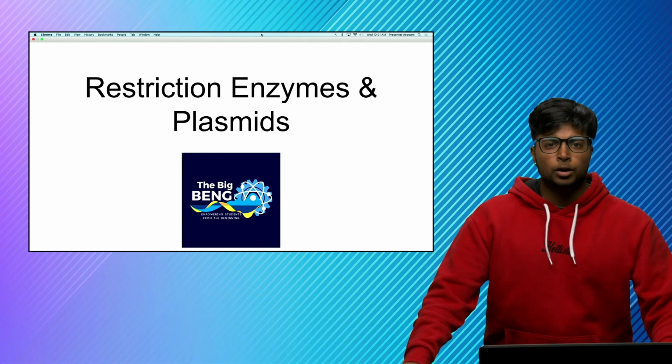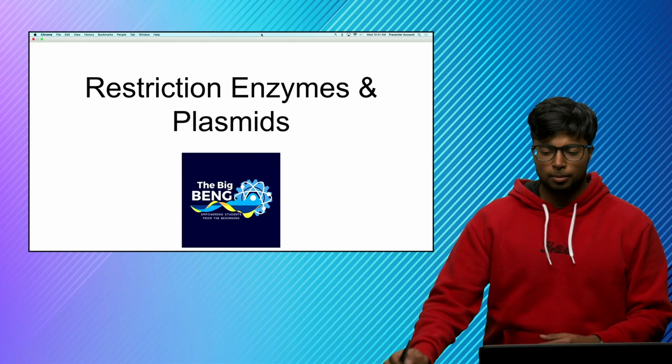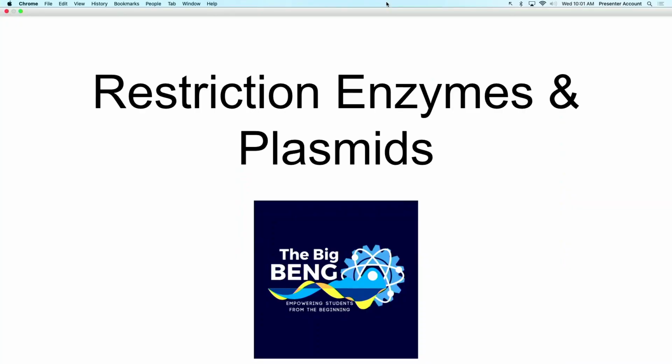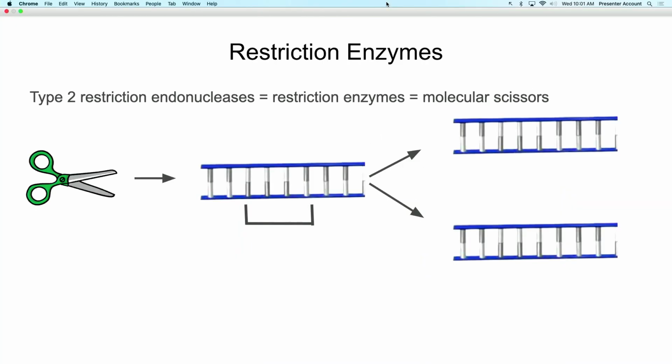In this video we'll be going over details on restriction enzymes and plasmids. What are restriction enzymes? Type 2 restriction enzyme nucleases, also known as restriction enzymes, are molecular scissors that cut DNA molecules internally at specific base pair sequences. These scissors look for a short sequence known as a recognition site. These sites can range from 4 to 8 base pairs and sometimes even more than 8 base pairs.